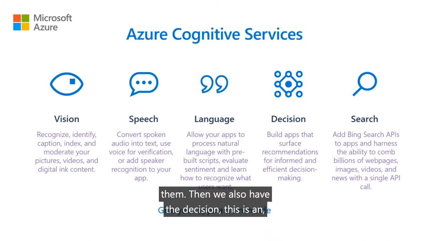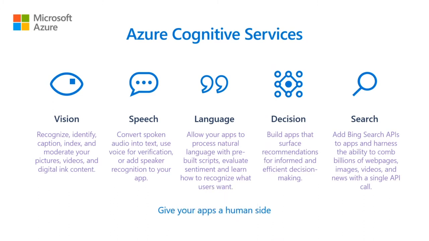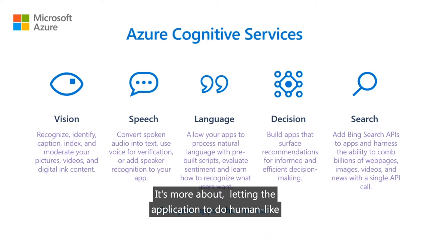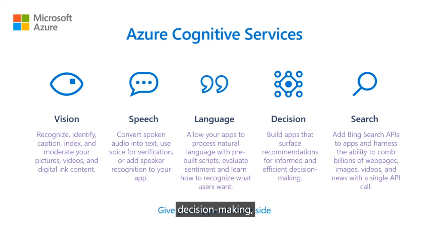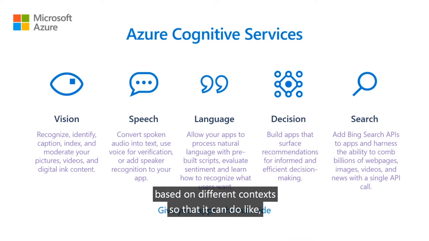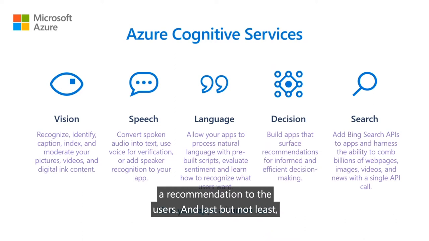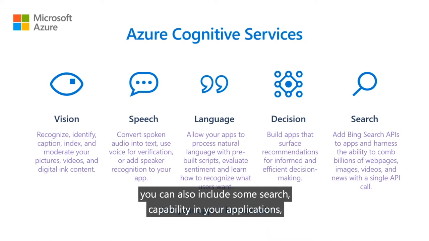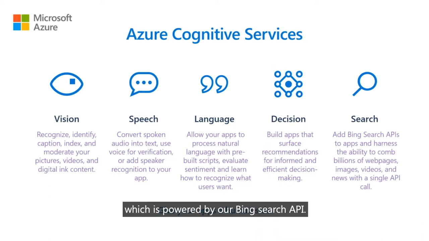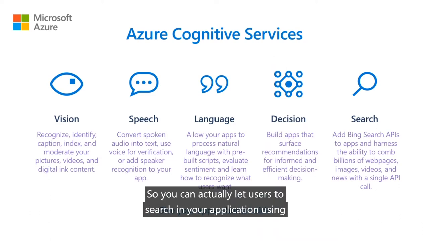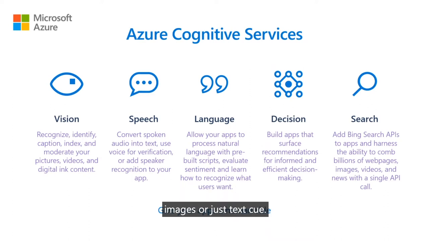Then we also have decision. Decision is a newer type of Azure Cognitive Services. It's more about letting the application do human-like decision-making based on different contexts, so that it can do content moderation, or it can provide personalized recommendations to users. And last but not least, you can also include some search capability in your applications, which is powered by our Bing Search API. So you can let users search in your application using images or just a text query.